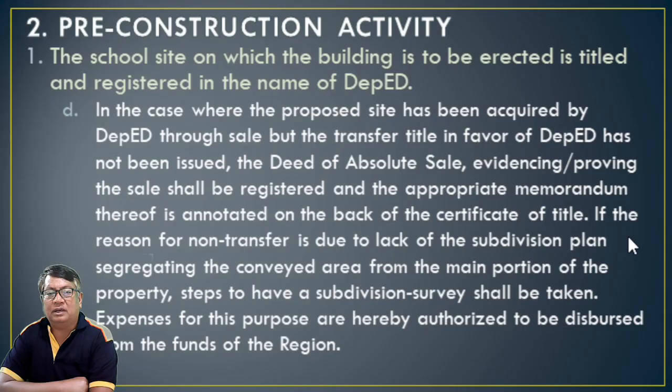in case the proposed site has been acquired by DepEd through sale, but the transfer title in favor of DepEd has not been issued, the deed of absolute sale proving the sale shall be registered and the appropriate memorandum thereof is annotated at the back of the certificate of title. Okay, if no such transfer has been done, the construction will commence if we have this deed of absolute sale as a proof of ownership by DepEd.